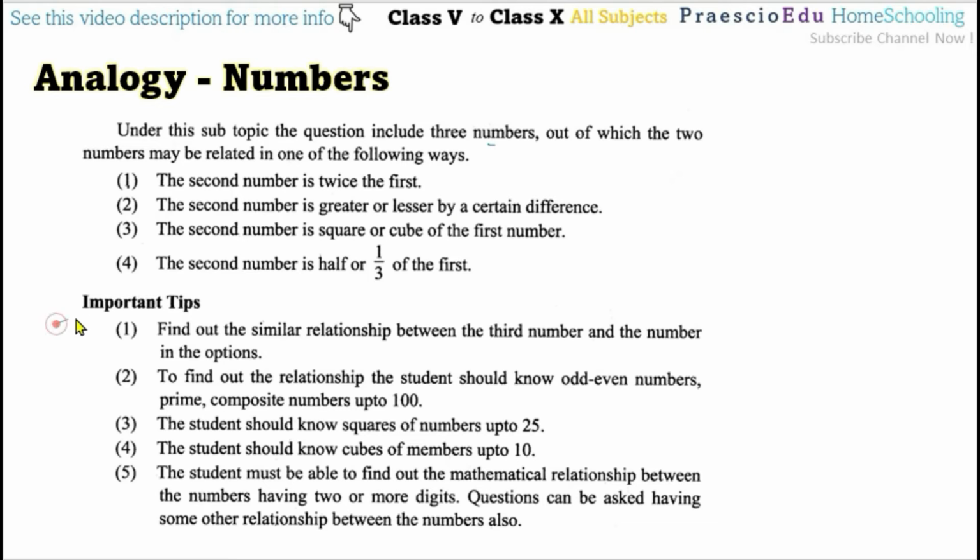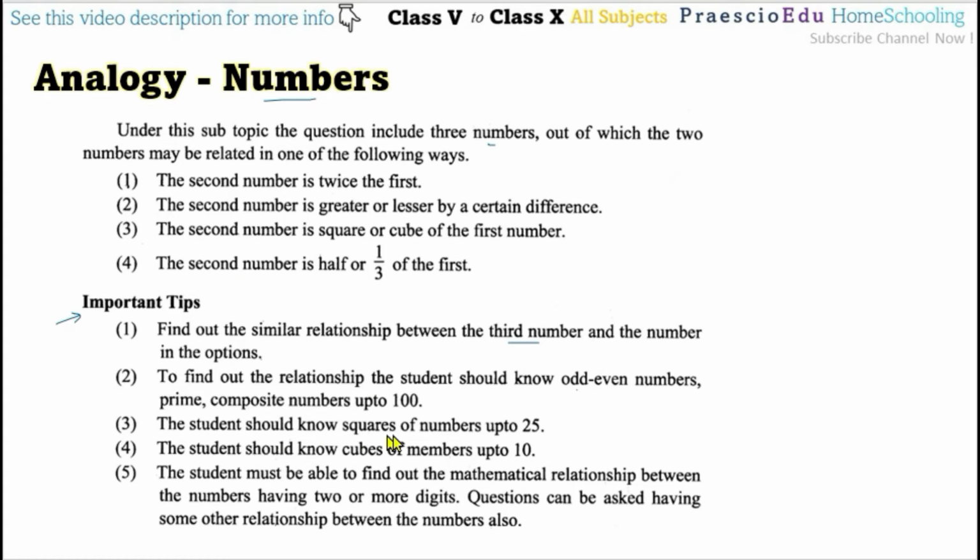There are some important tips. Find out the similar relation between the third number and the number in the options. Here the third number is mentioned, meaning the second term. So find out the relation. Students should know odd and even numbers, prime numbers, composite numbers, and all the numbers from 1 to 100 and their relations. We have already seen these things in mathematics. So please understand all the numerology, or mathematical relations. For this, IT, the intelligent test, and mathematics, both these subjects are somewhat correlated.